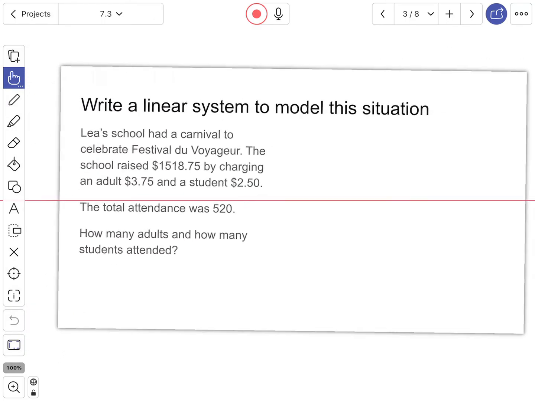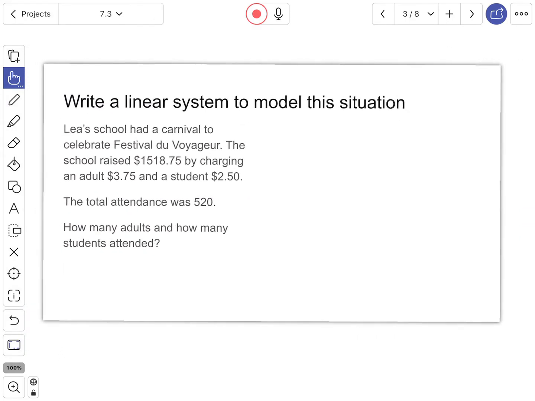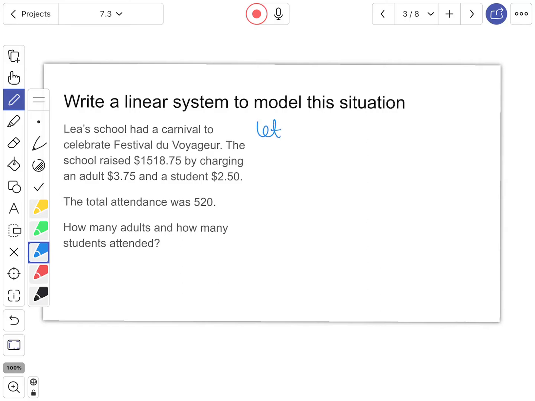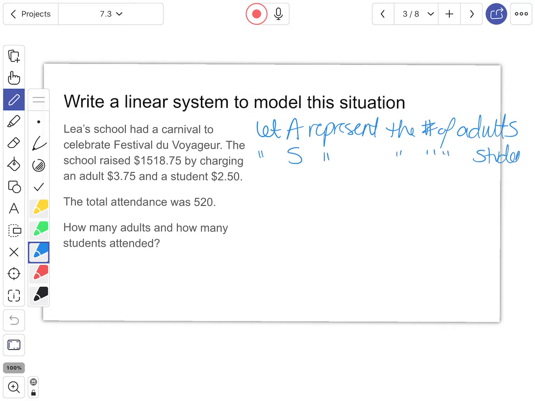So write a linear system to model this situation. Well, I can see that we may need to figure out the number of adults and the number of students attending the carnival. So let's say let A represent the number of adults and let S represent the number of students.